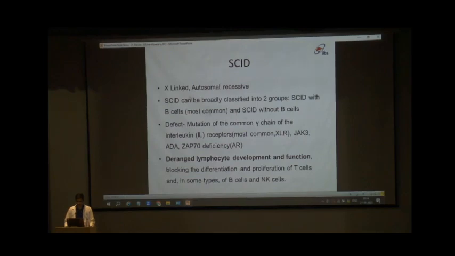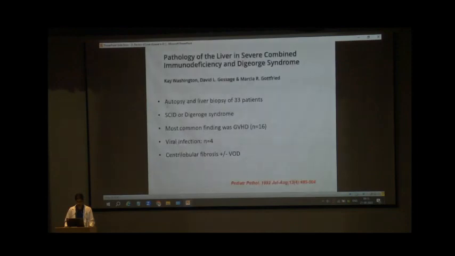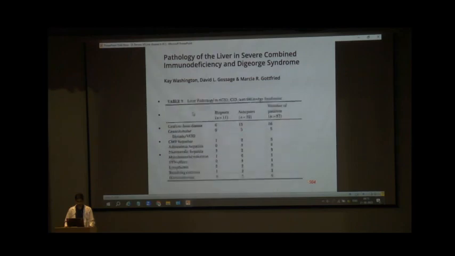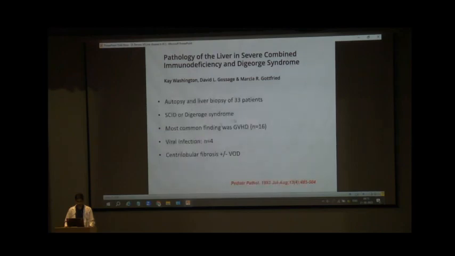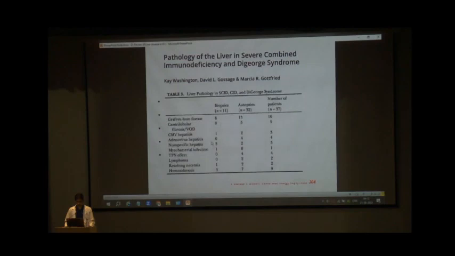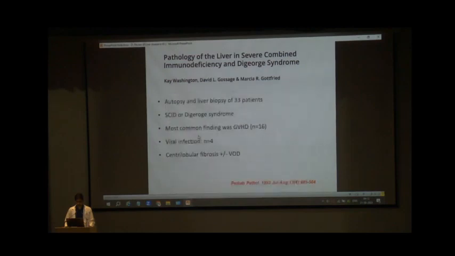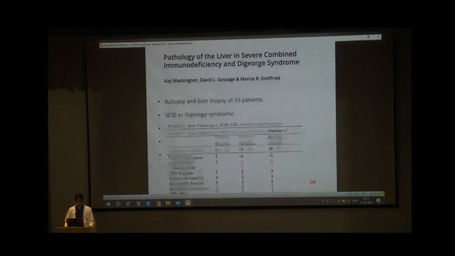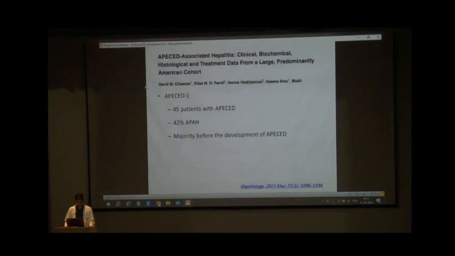SCID is one of the X-linked primary immune deficiencies, and there is deranged lymphocyte development and defective function of the lymphocyte. One of the autopsy findings in patients with SCID and DiGeorge syndrome showed that graft versus liver disease was present in around 50% of the patients, followed by non-specific viral infection in the form of CMV and adenovirus.